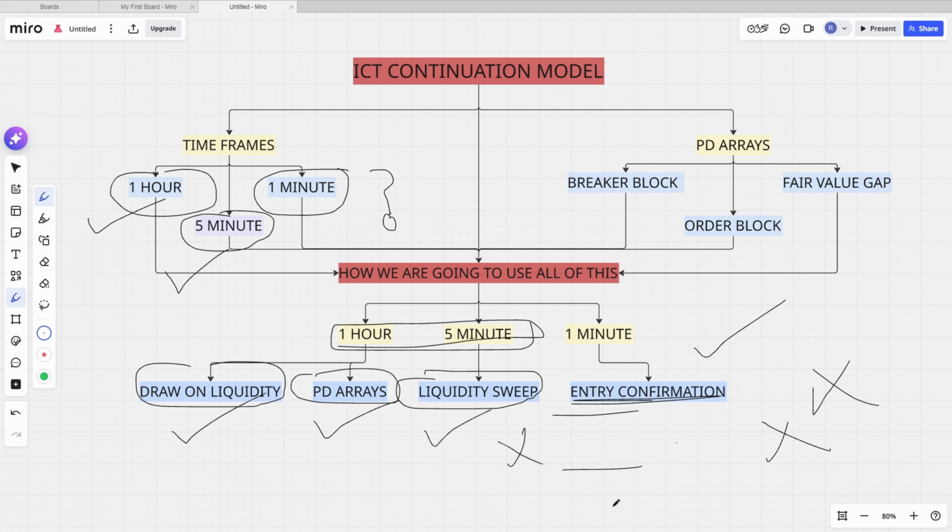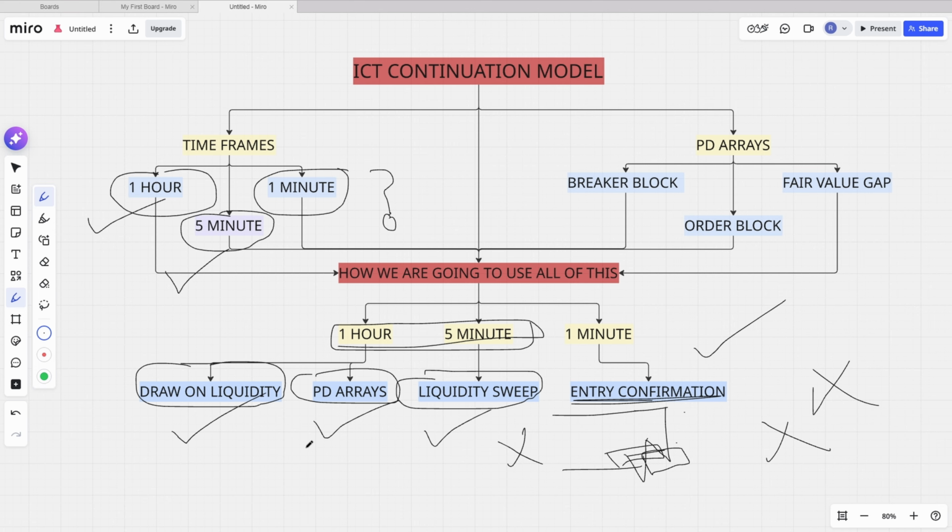liquidity. Entry confirmation can take the form of any price delivery array that clearly supports continuation. This may include a fair value gap, an order block, or a breaker block that forms after the liquidity sweep. The specific price delivery array used for confirmation is flexible as long as it aligns with the higher time frame objective.